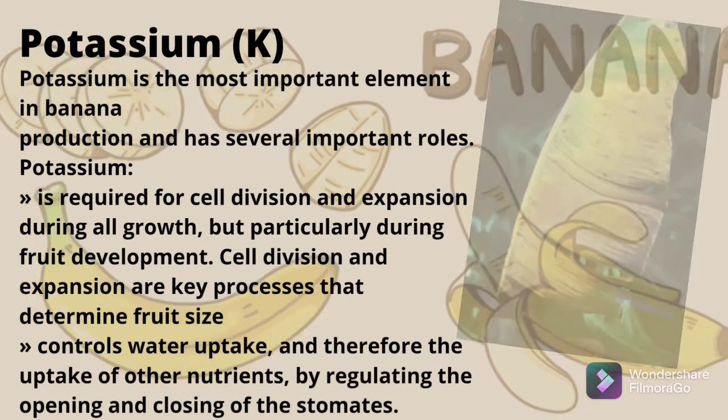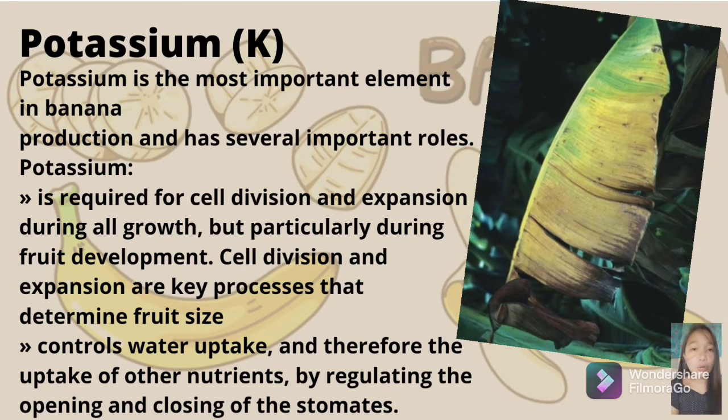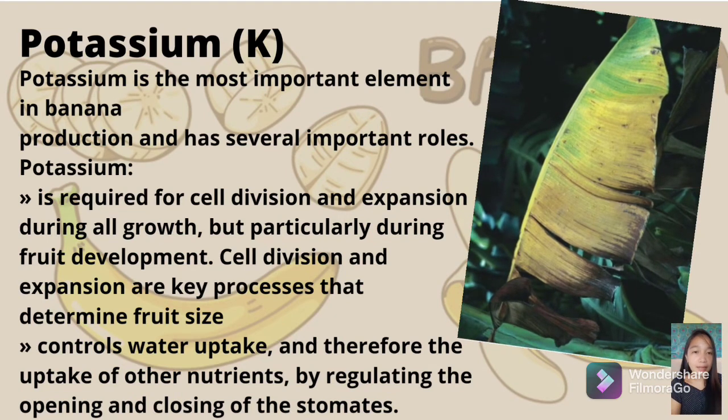Next is potassium. Potassium is the most important element in banana production and has several important roles. It is required for cell division and expansion during all growth of banana, but particularly during fruit development. Cell division and expansion are key processes that determine the fruit size.